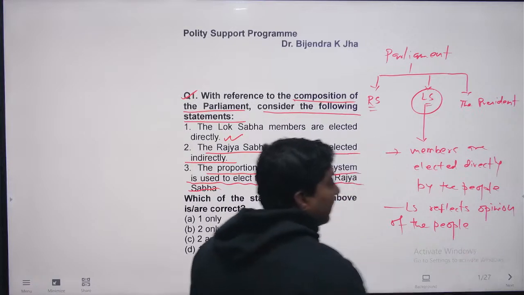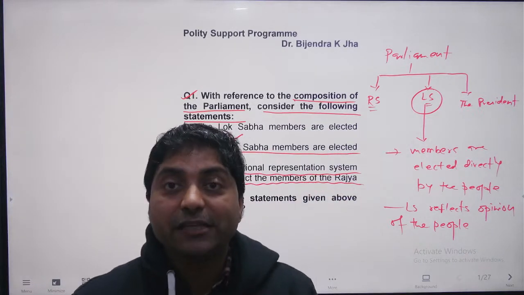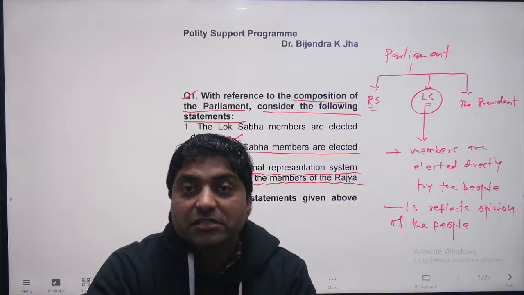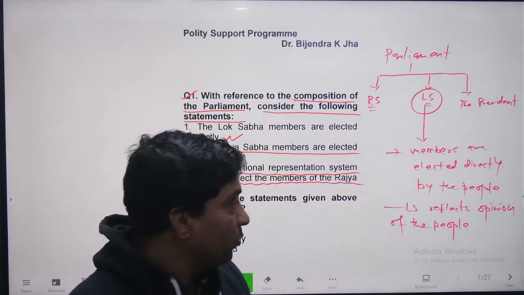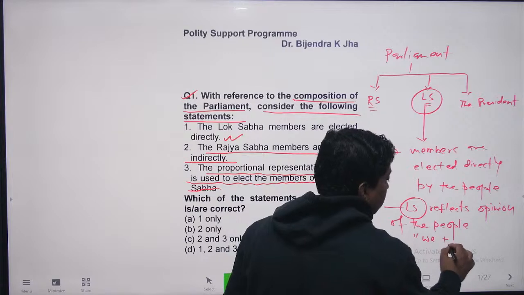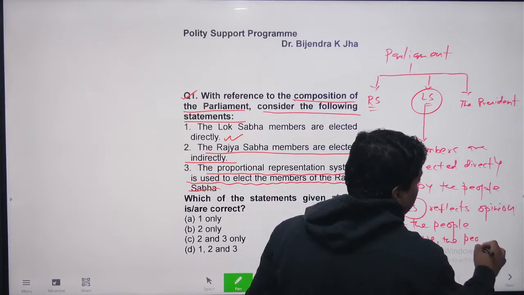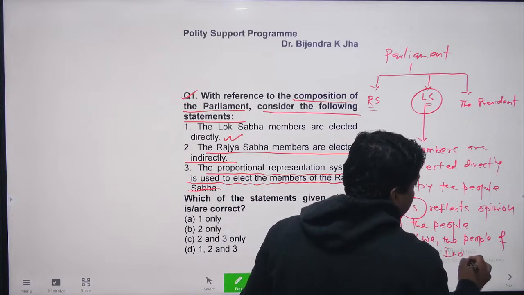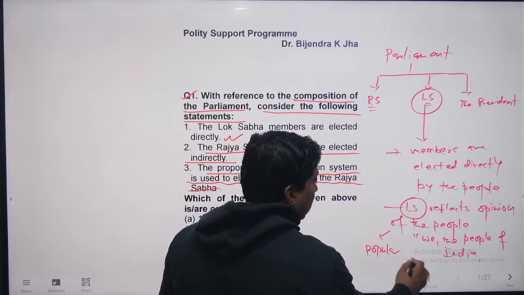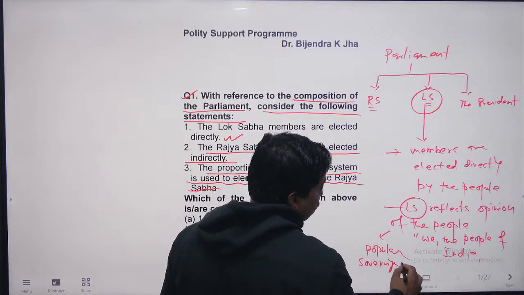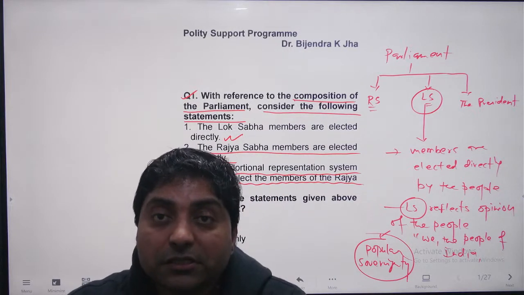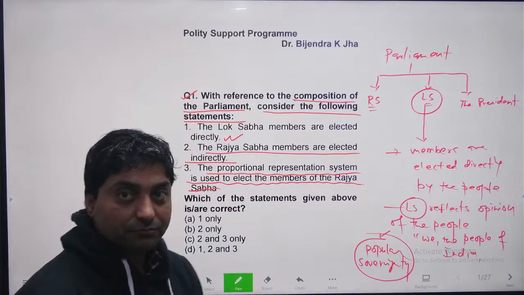right? Now if you see the preamble of Indian Constitution, which says we the people of India. Now can you tell me what is the we the people of India? The Lok Sabha represents we the people of India, right? Theoretically it is called popular sovereignty. The Lok Sabha represents the popular sovereignty, right? Members are elected directly by the people, right?